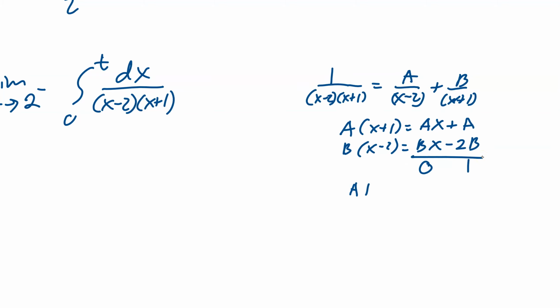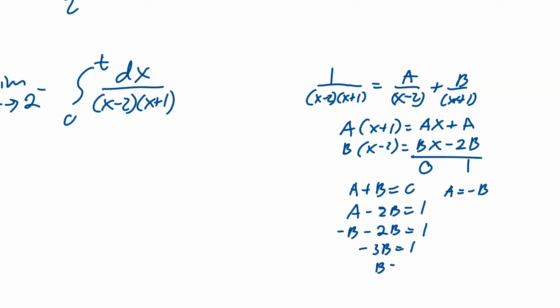So we have a plus b equals 0, and a minus 2b is equal to 1. So a is equal to negative b. So if we plug that in, we get negative 3b equals 1. So b equals negative 1/3, which means a equals positive 1/3.